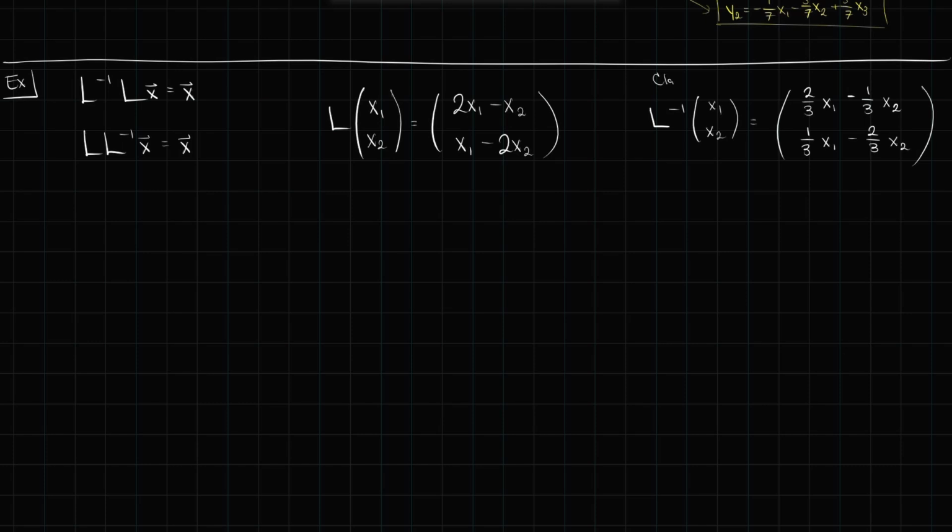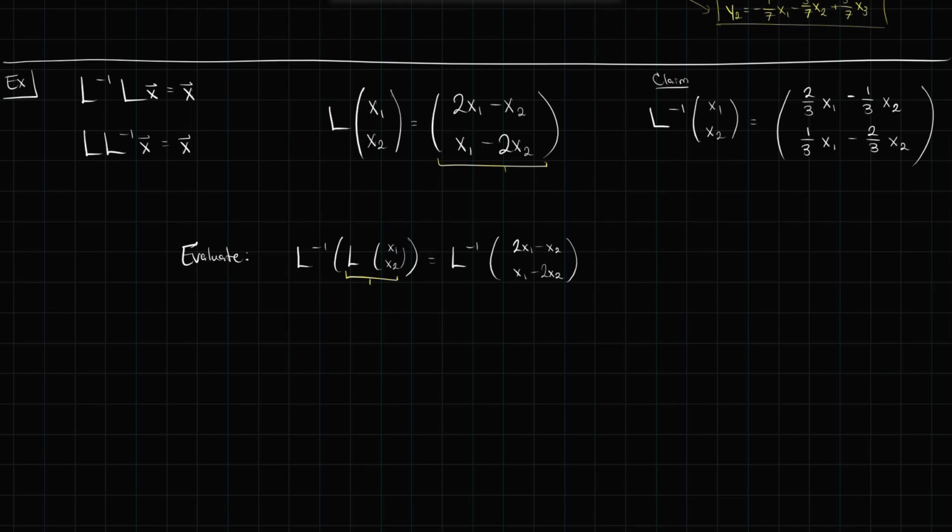So this is a claim. Now let's verify. We can verify our claim by computing really either of the two above, but I'll go ahead and compute both of them. To do that, I'm going to have to evaluate L inverse of L of x1, x2. Well, I know what L of x1, x2 is. It's given to me up above there. So I'm really evaluating L inverse of 2x1 minus x2, x1 minus 2x2.